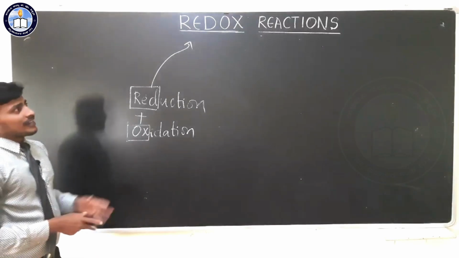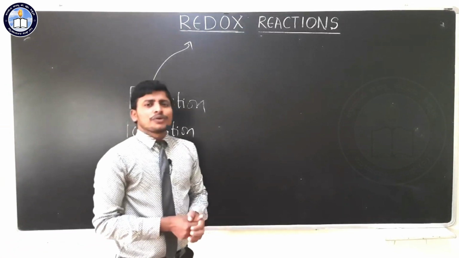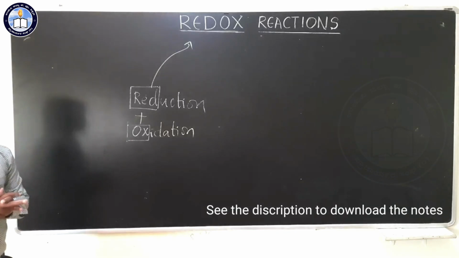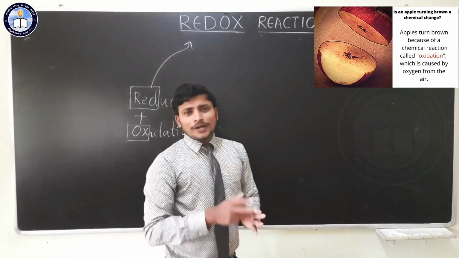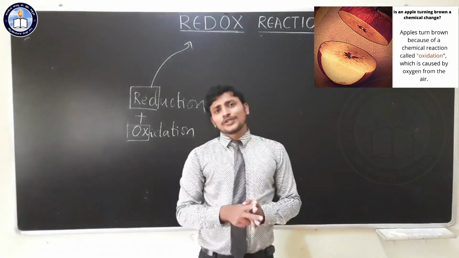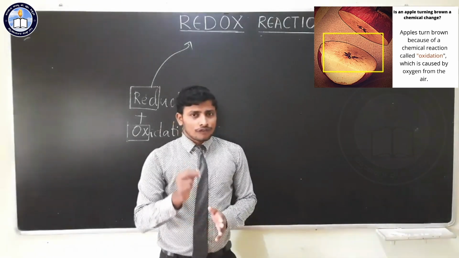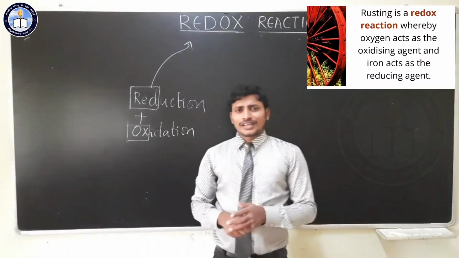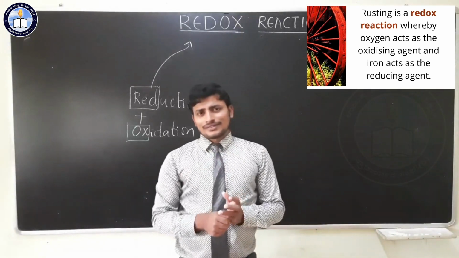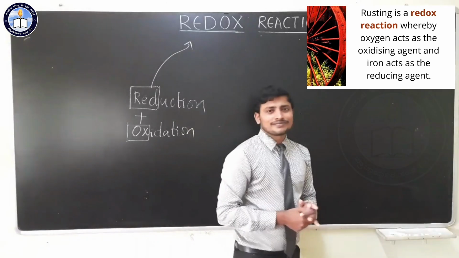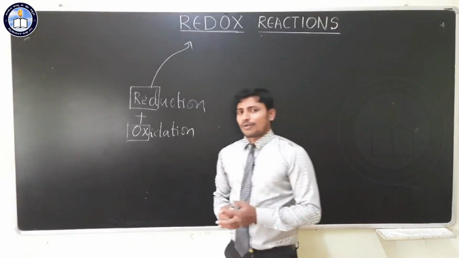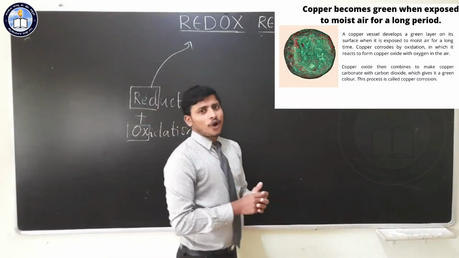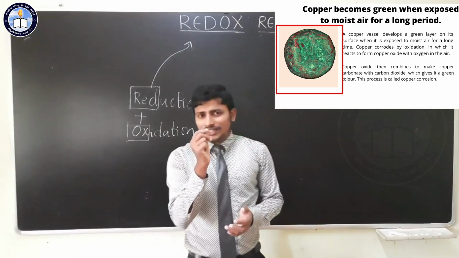Now before diving into the topic, let me give you certain examples of oxidation as well as reduction. When we cut an apple, the inner part of the apple turns from white to brown color. If you observe iron, after some time on the surface of iron a brown color substance gets deposited, and that is known as rusting of iron.